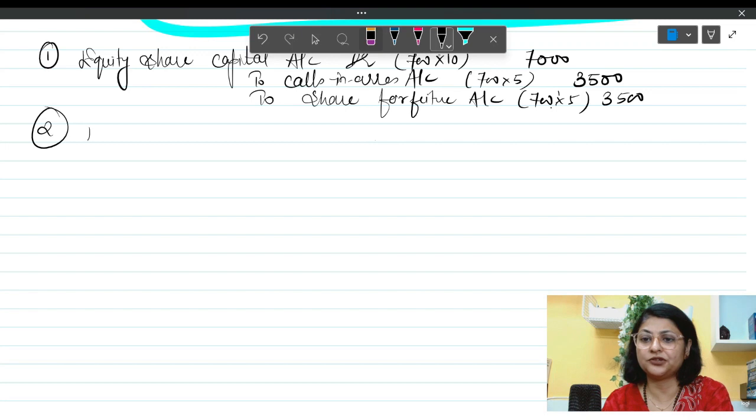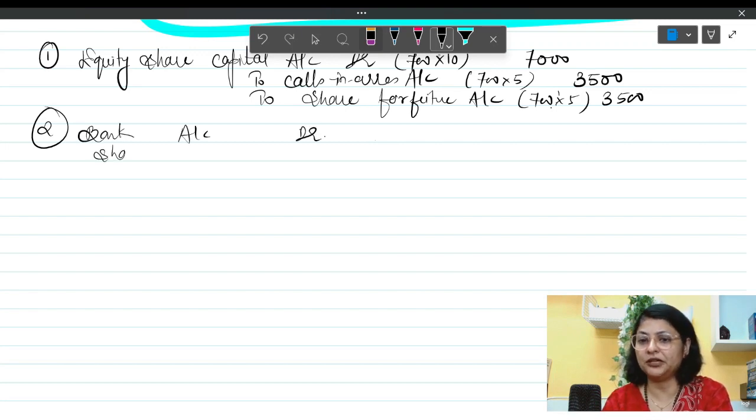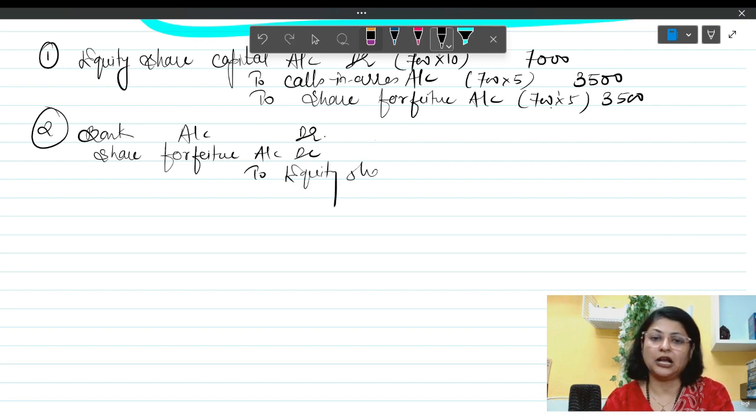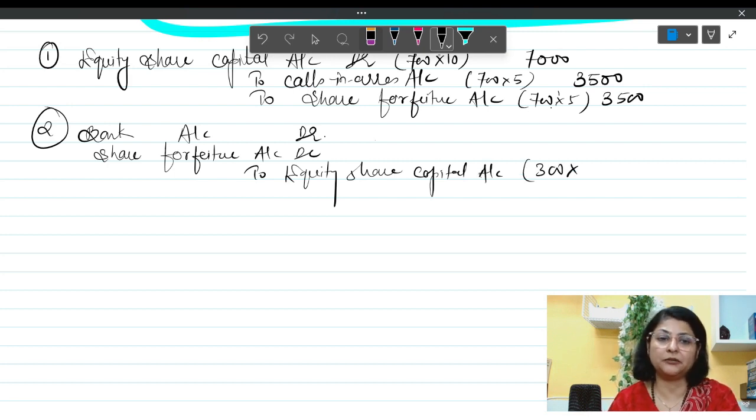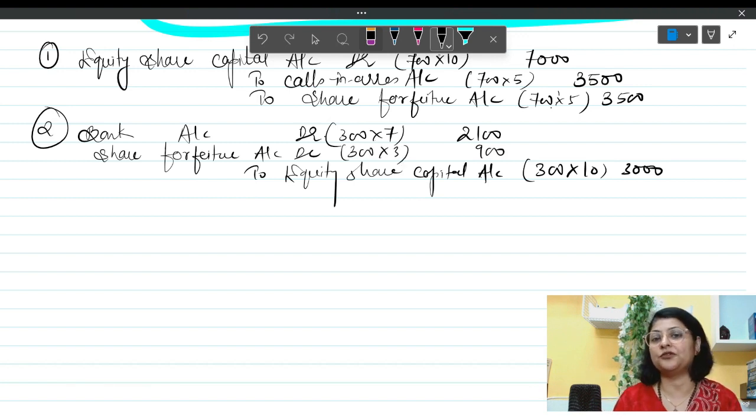Then we reissued 300 shares at rupees 7 per share. So the entry is going to be bank account debit, share forfeiture account debit to equity share capital, and the shares are issued at rupees 7 per share. So here I am as fully paid. So here I am going to write 300 multiplied by 10, which is 3000 rupees. We are going to write over here 300 multiplied by 7 rupees per share, means 2100 rupees. 3 rupees discount is given, 300 multiplied by 3, and 900 we are going to write over here.